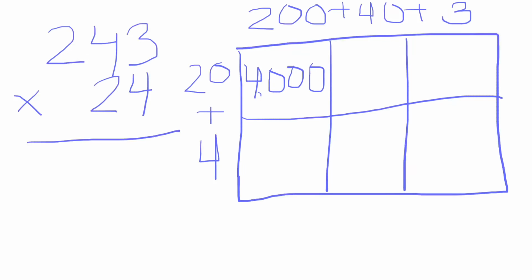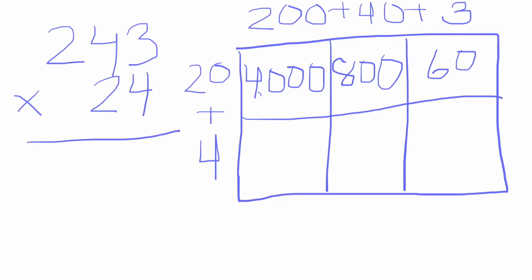Then I'm going to keep moving to the right, and I'm going to do the 40 and 243 times the 20 and 24. So 4 times 2 is 8, plus 2 zeros is 800. And finally, I'm going to do the 20 times the 3. So I'm going to do 2 times 3, which is 6. And then add that 1 zero from the 20, and we get 60. So I have now multiplied everything from 243 times 20.